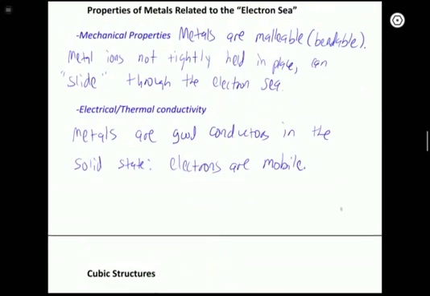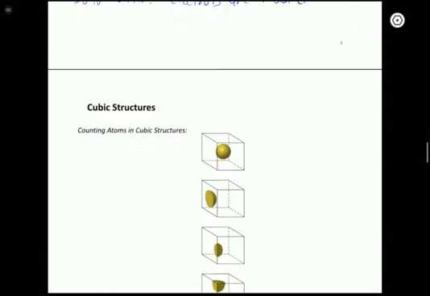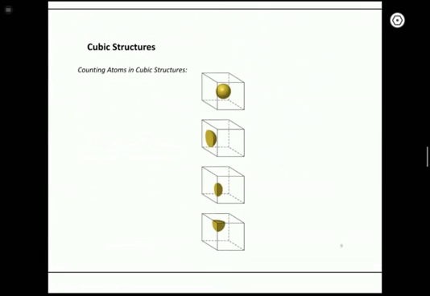Alright, so now we have a good idea of the bonding and the properties of metals. Let's now go in and start talking about their crystal structures in detail. As we go in and talk about crystal structures, we need to first learn how to count atoms in a structure. Mostly what we're going to be talking about are cubic unit cells. So we're going to have a cube with atoms arranged at various positions on the cube that are going to define our structure.